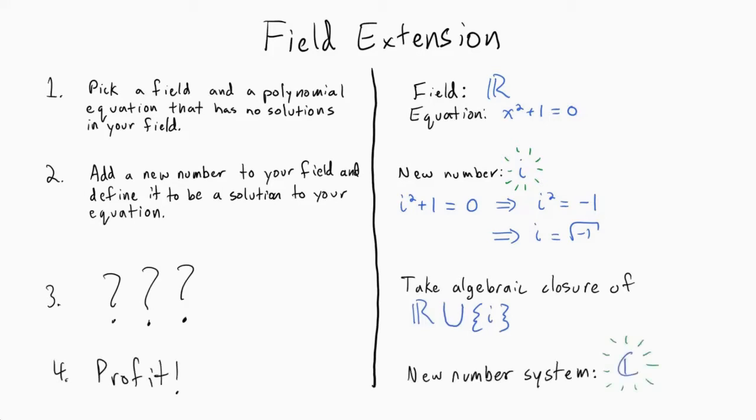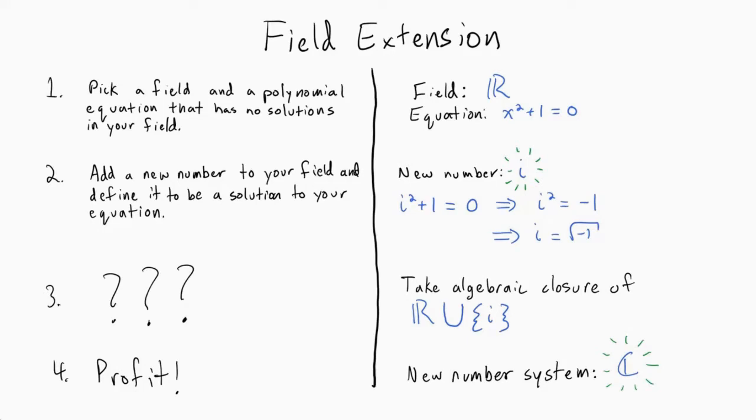Jokes aside, I don't want to get into the nitty-gritty of how a field extension works, but what we're actually doing is adding the element i to the real numbers. That's what that R union {i} means, the real numbers union the set containing i, and then we take the algebraic closure of that set, which basically means we take all sums and multiples of i with real numbers and add those to our set as well, so that the result is closed under addition and multiplication. If you followed that, great. If not, don't worry too much about it.